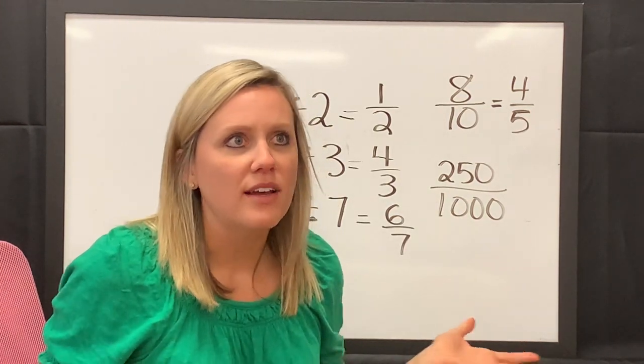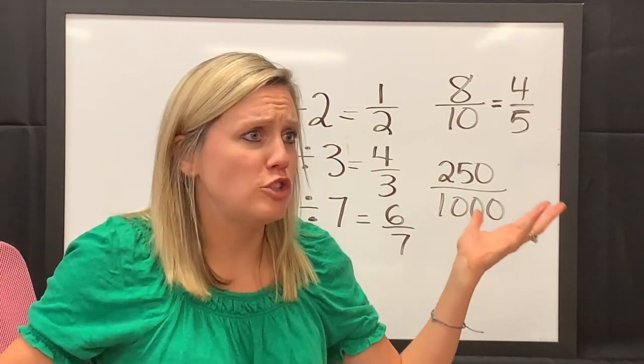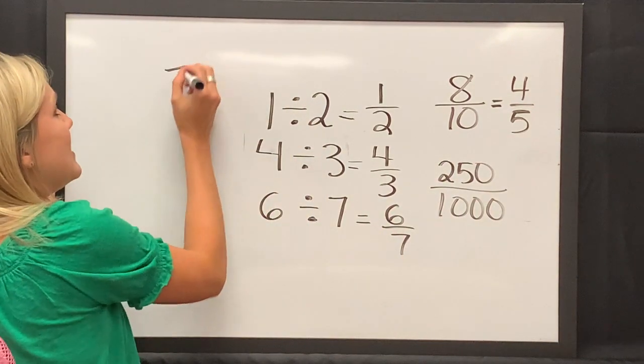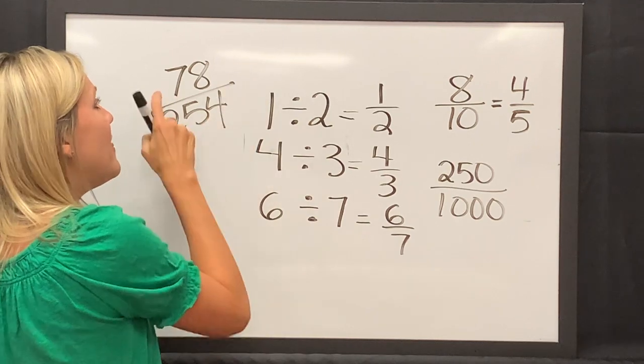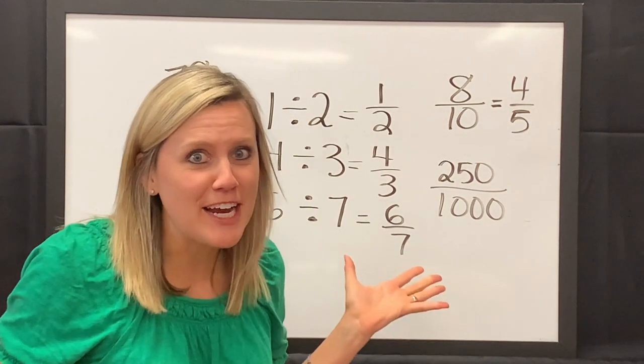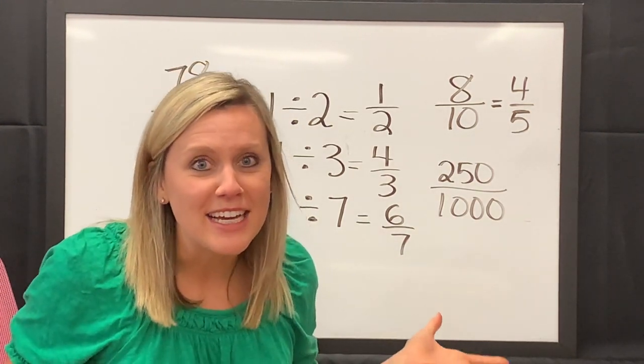Let's do another one. 78 divided by 254. 78/254. This little line means divided by. Do you get it?